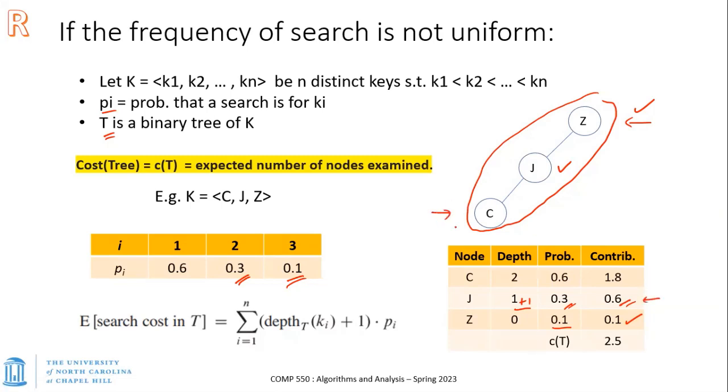Similarly, the cost of searching for key C is the probability of C, which is 0.6, multiplied by the number of nodes you had to examine. You had to examine Z, then J, and eventually C, so 3 nodes. You take the depth plus 1, 3 times 0.6, which is 1.8. Then you sum it up to get the average cost, which comes out to be 2.5. So this was a reminder for all of us.